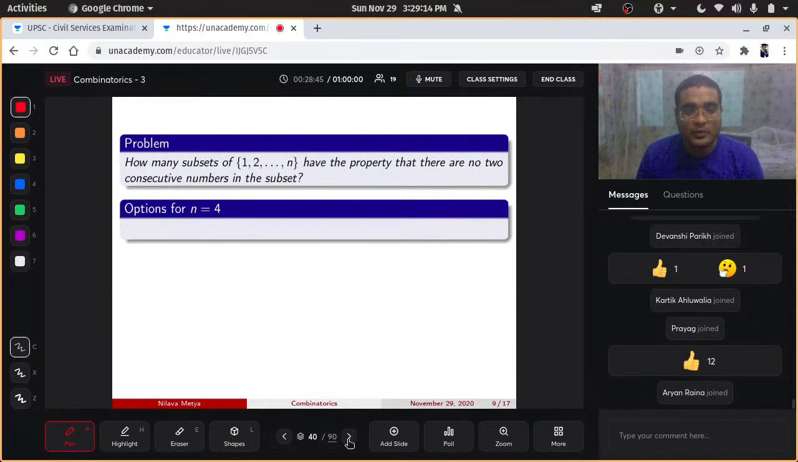I'll give you the values for 4 and then I will ask you to compute this.